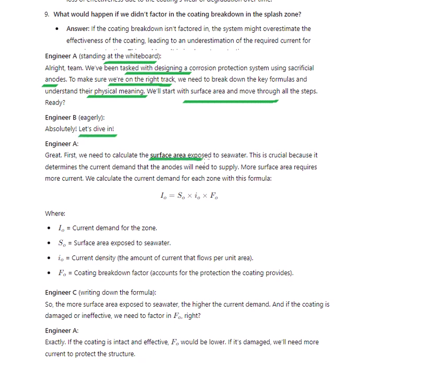First, we need to calculate the surface area exposed to seawater. This is crucial because it determines the current demand that anodes will need to supply. So the first step is to calculate the surface area that determines how much current, the current demand, that anodes will need to supply.